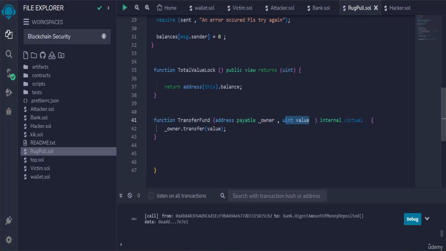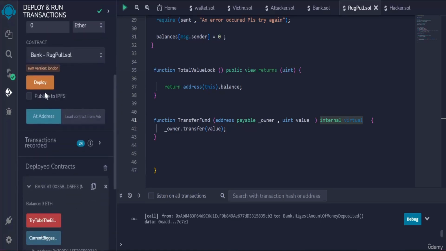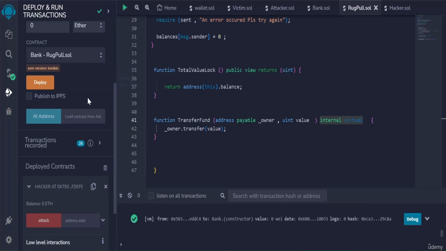And this function is actually internal. What does it mean? It means that once we deploy the contract, this function cannot be seen outside. This function can only be called inside this contract. So you need to make sure about that. If you come here, deploy and run transactions, we position ourselves in the first account and we deploy. Let's remove this one. Let's click on deploy.